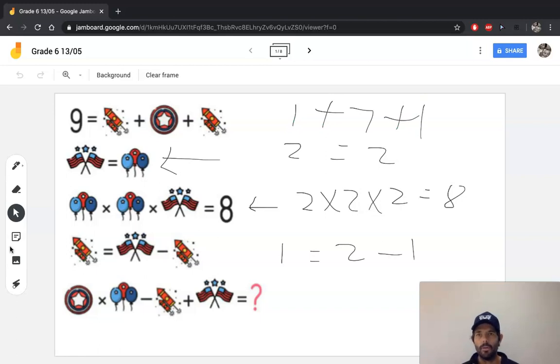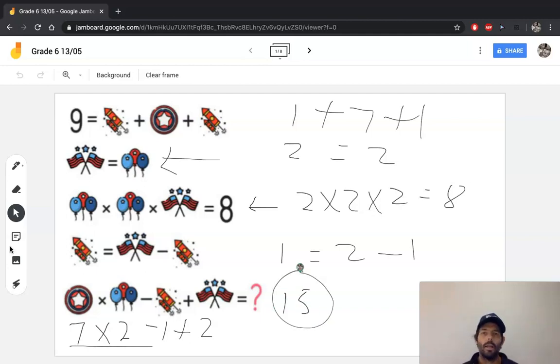And then I just need to plug the values into my bottom equation. So 7 multiplied by 2 minus 1 plus 2. And by now I'm sure we know that we do multiplication first. So 7 times 2 is 14. Then minus the 1 is 13. Add the 2 is 15. And voila, there is your final answer.